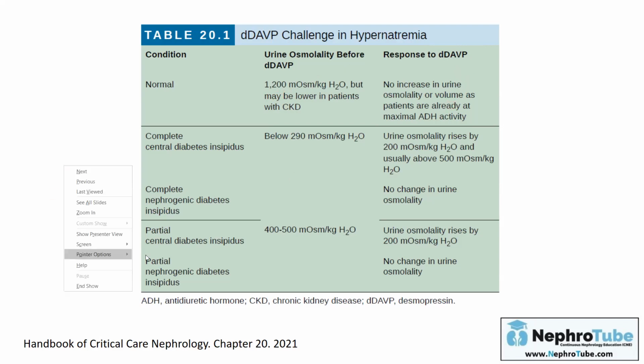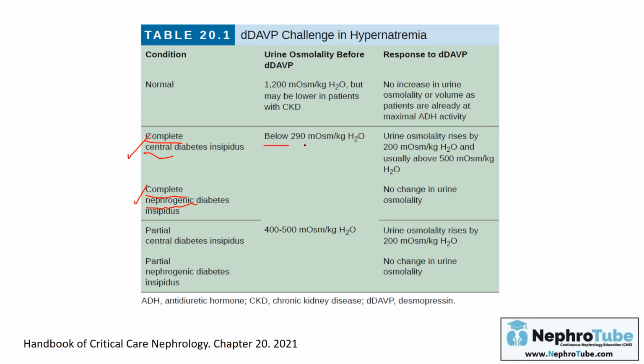In cases of complete central or nephrogenic diabetes insipidus, there is complete absence of the effect of ADH, because it is completely absent from the pituitary, or there is a complete resistance to ADH.